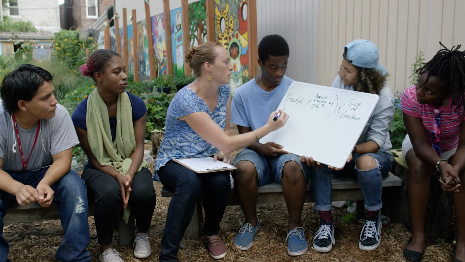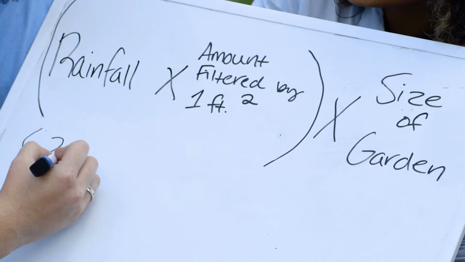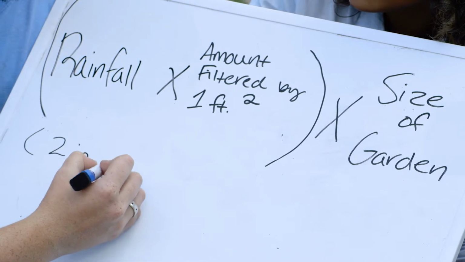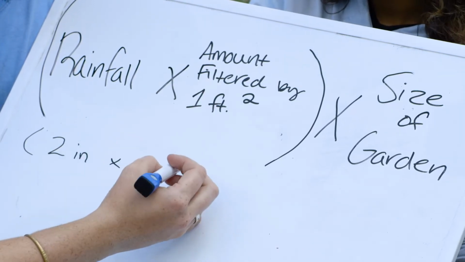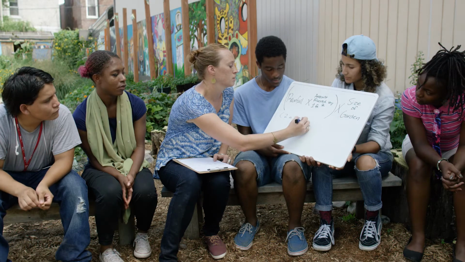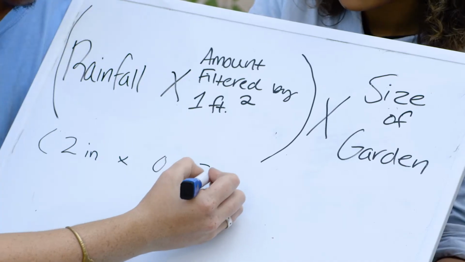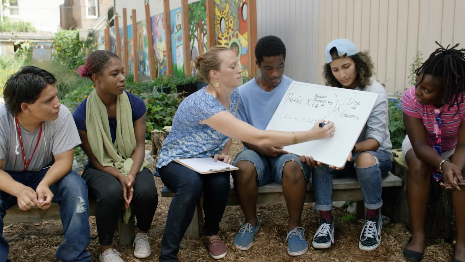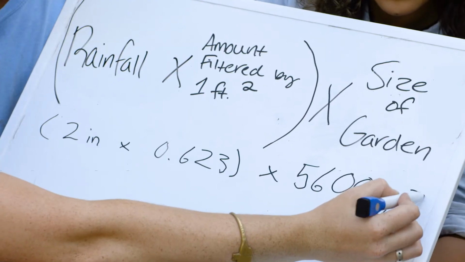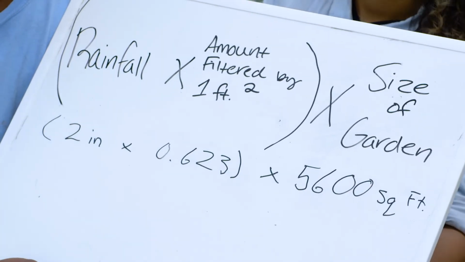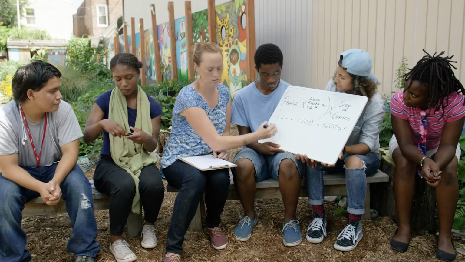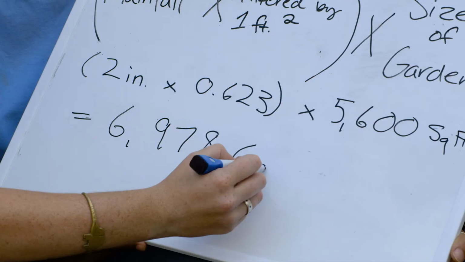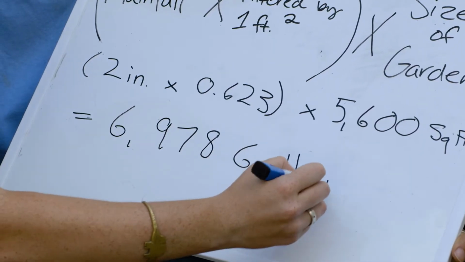So how much rain did we get? 2 inches. And how much is filtered in 1 square foot? 0.623. And how big is our garden? 5,600 square feet. All right. Saviana, do you want to calculate that for us? 6,978 gallons of water. So how does that compare to your initial guesses?